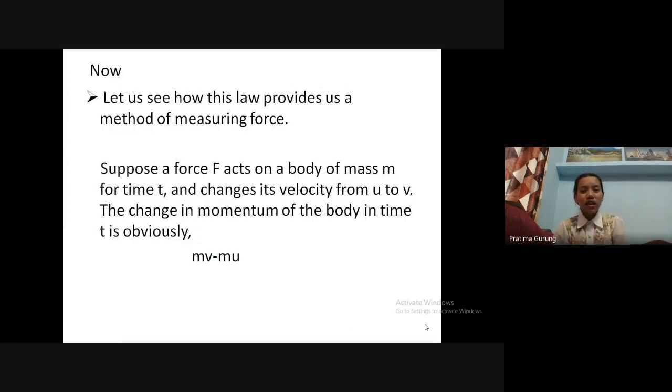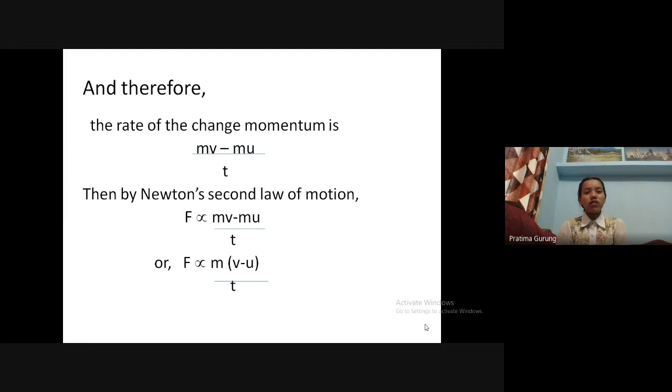Now, let us see how this law provides us a method of measuring force. Firstly, suppose a force F acts on a body of mass m for time t and changes its velocity from u to v. The change in momentum of the body in time t is obviously mv minus mu, and therefore the rate of change of momentum is (mv minus mu) upon t. Then by Newton's second law of motion, F is proportional to (mv minus mu) upon t.